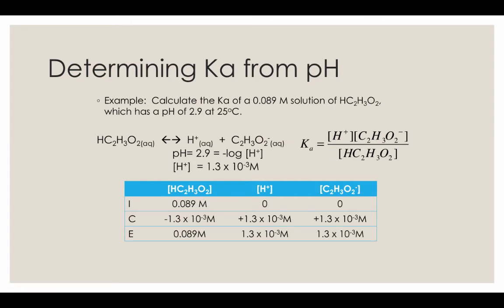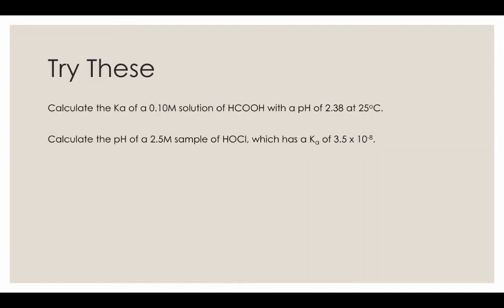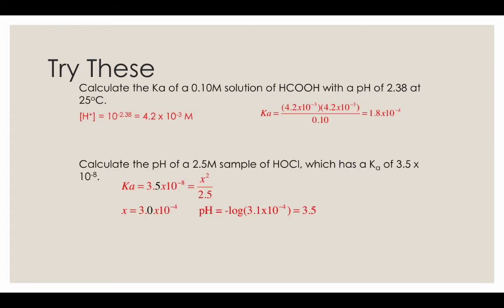Calculating equilibrium concentrations through subtraction, I get values that I can now plug into my Ka expression. After doing so, I find that my Ka is 1.9 times 10 to the negative fifth. Here's 2 problems to try on your own. Pause the video here, and when you come back, I'll reveal the answers. Welcome back. Here's what you should have gotten.